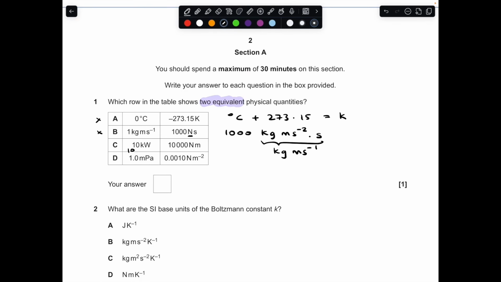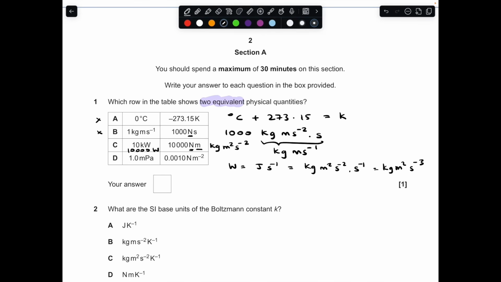For C, we've got 10 kilowatts, so that's 10,000 watts, and this is 10,000 newton meter. We know that watts is joules per second, and joules is kilograms meter squared per second squared, and then per second. So that's obviously going to give you kilograms meter squared second to the minus 3. Newtons, as we know, is kilograms meters per second squared, and if you times it by meter, you are going to get kilograms meter squared s to the minus 2.